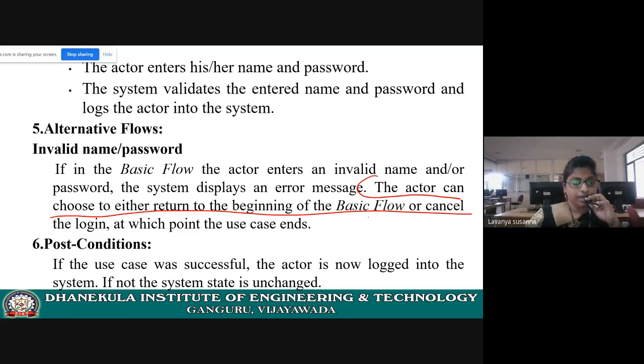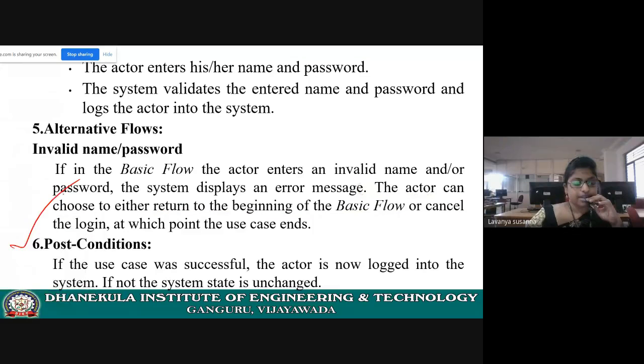Okay, you need to write point wise. Don't write a paragraph like this. You need to write point wise. After the error message is displayed, what must the actor do? Either he may again enter username and password, or he can cancel the login.